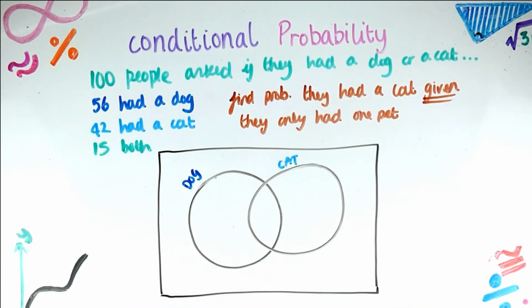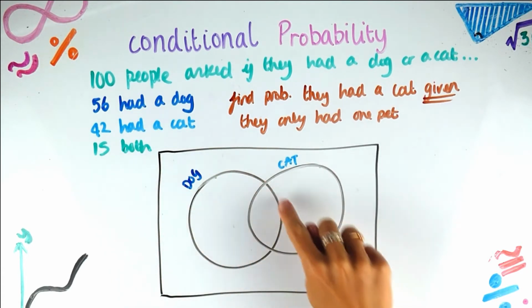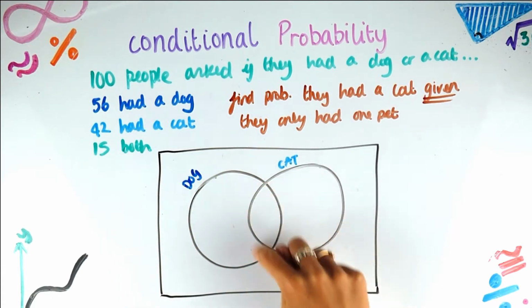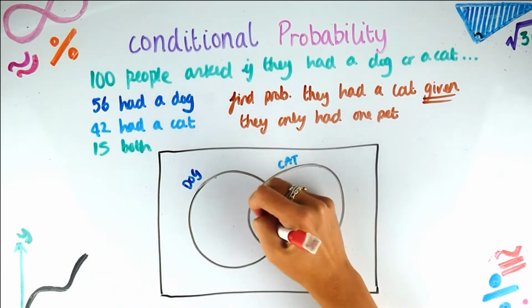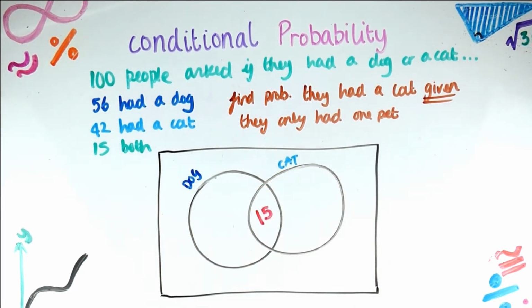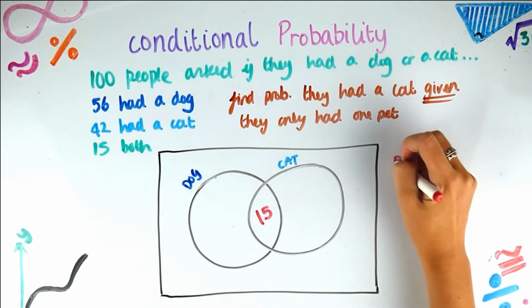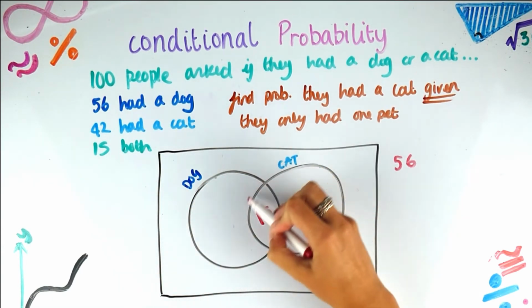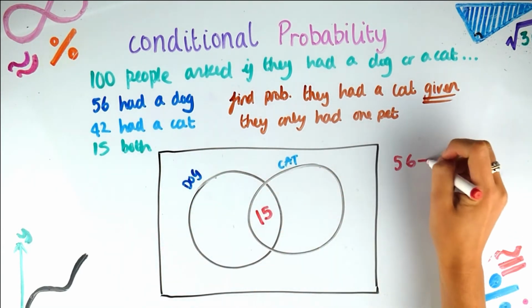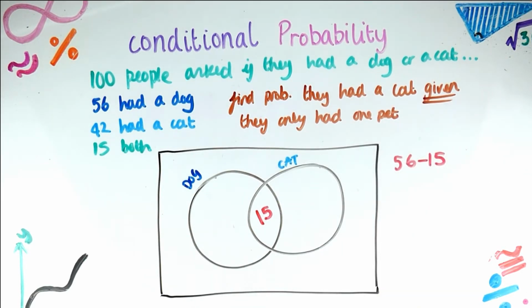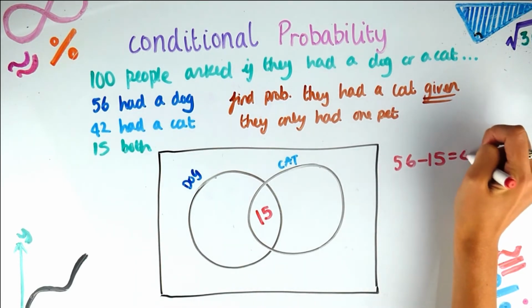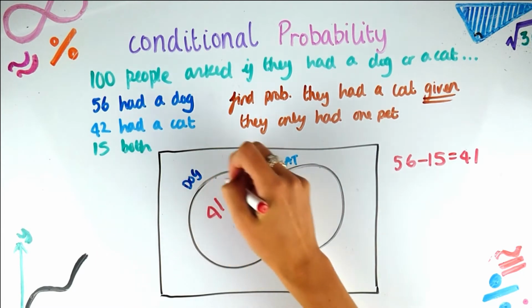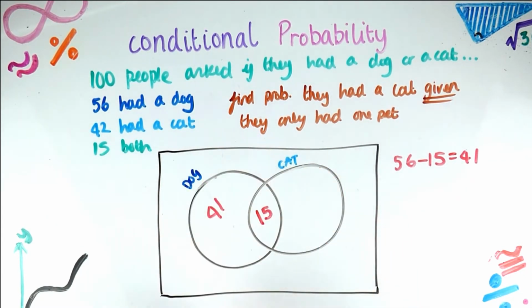Okay, so let's complete the Venn diagram now. So we start in the middle part of a Venn diagram, where it is a dog in the dog circle and the cat circle. So both. So we have 15 have both. Now we know there are 56 dogs, so we want 56 in this circle, but there's already 15 in this circle chilling over here, so we need 56 minus 15, and that is 41.